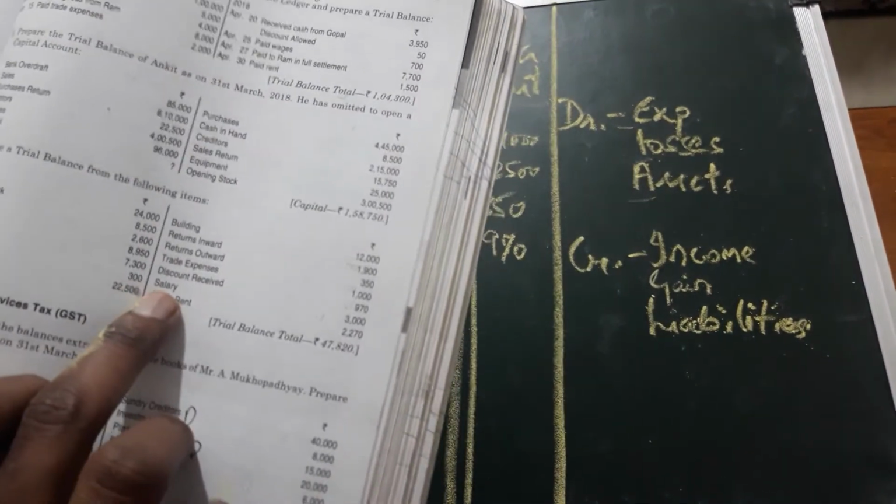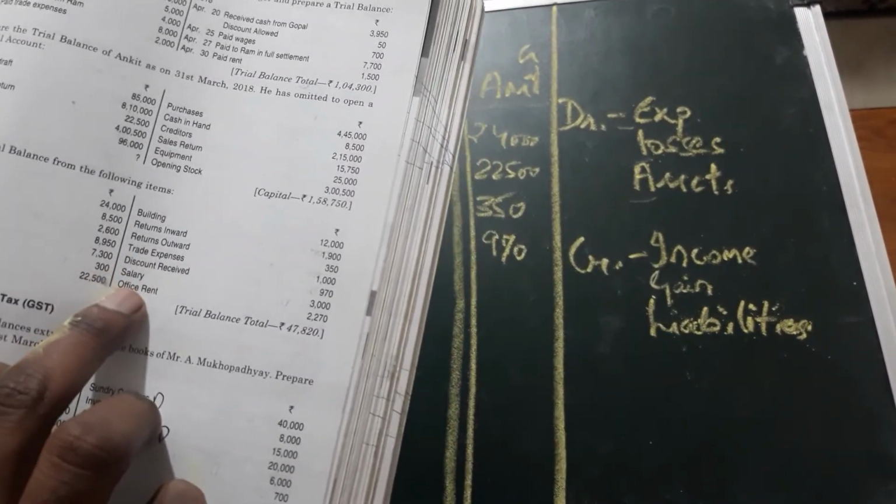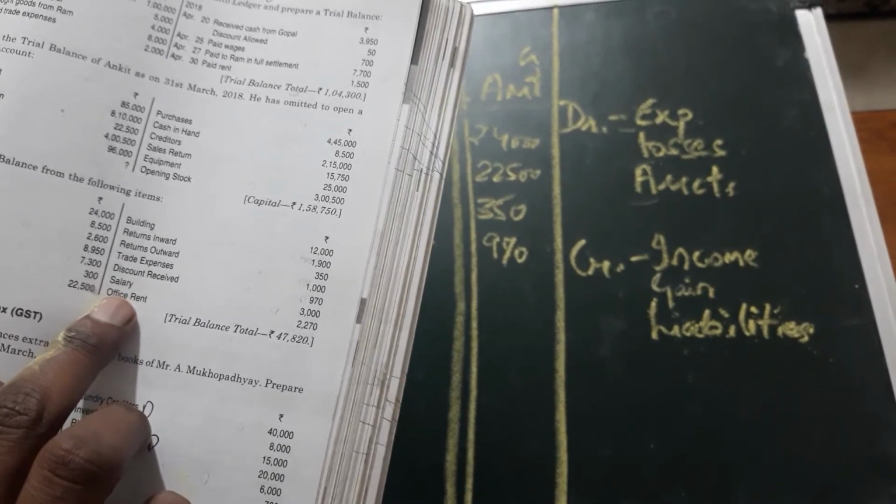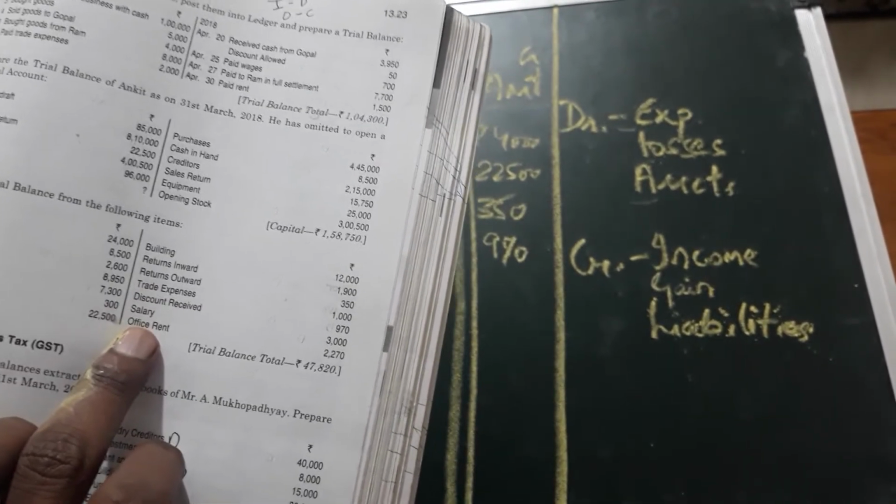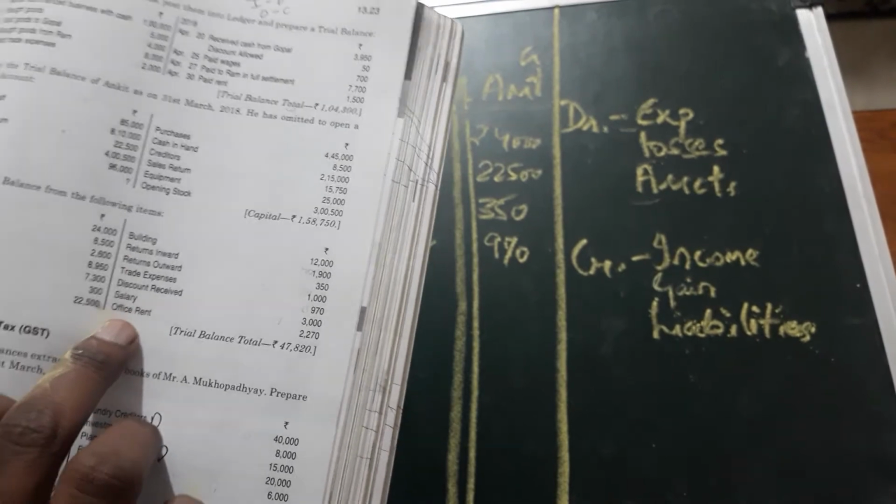Next one is salary and rent. Both are an expenditure for the business, so both appear on the debit side of the trial balance.